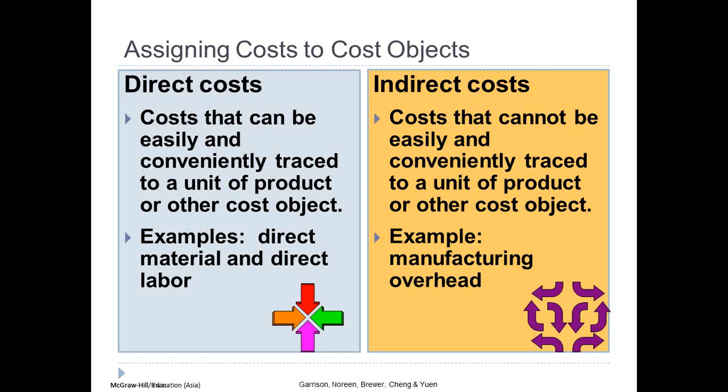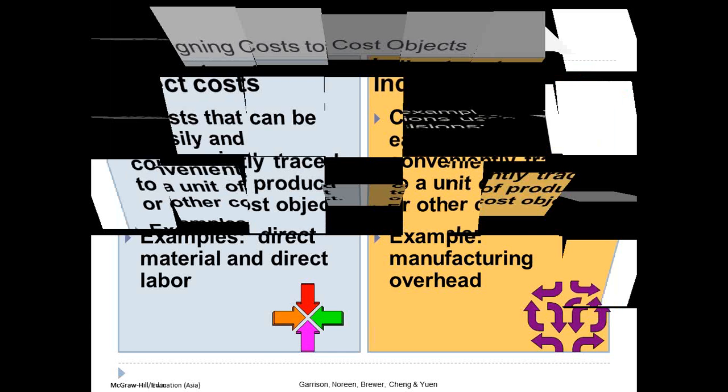Indirect costs are costs that cannot be easily and conveniently traced to a specified cost object. An example of an indirect cost is manufacturing overhead. Common costs are indirect costs incurred to support a number of cost objects. These costs cannot be traced to any individual cost object.